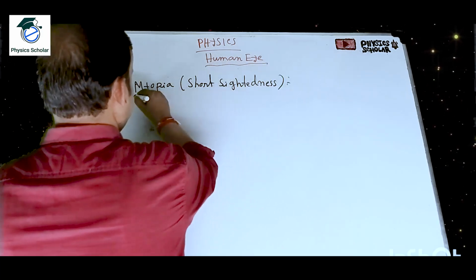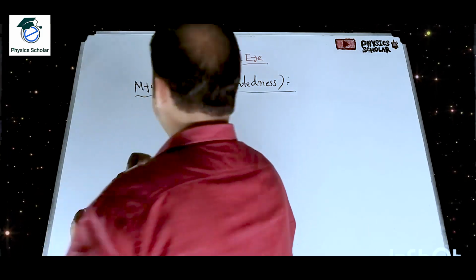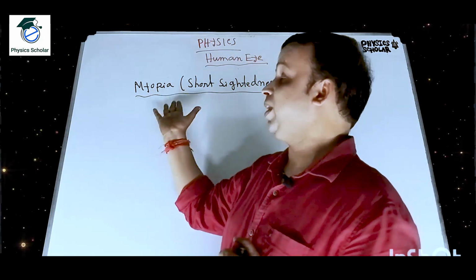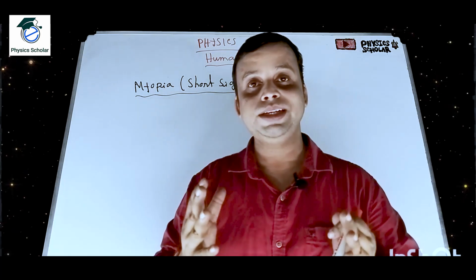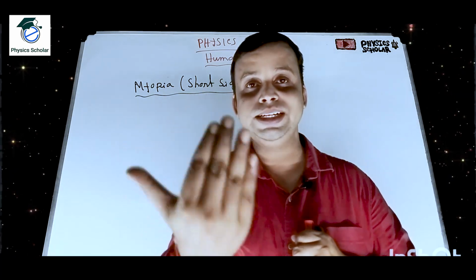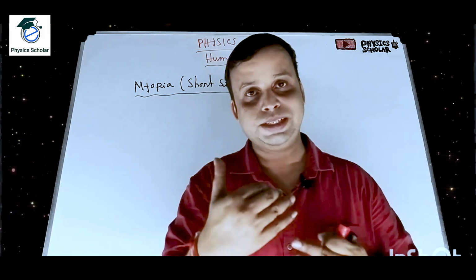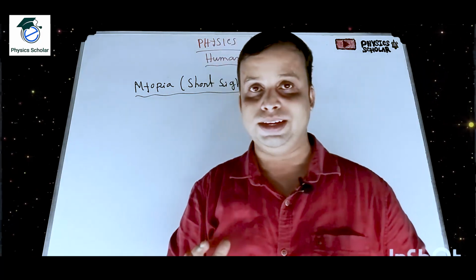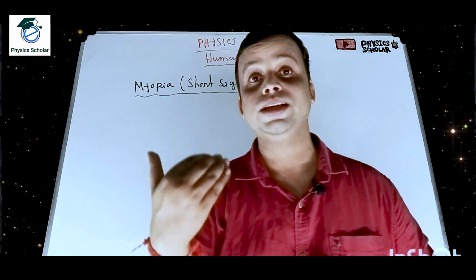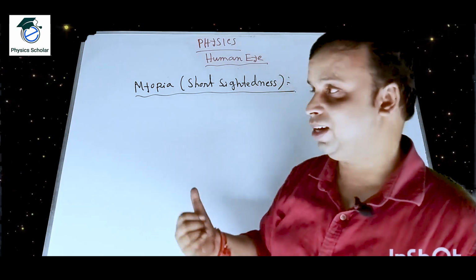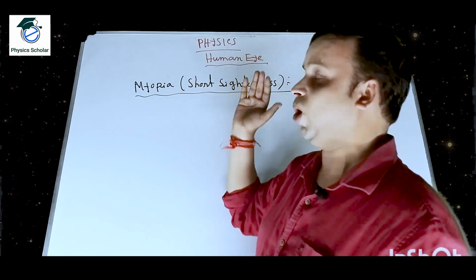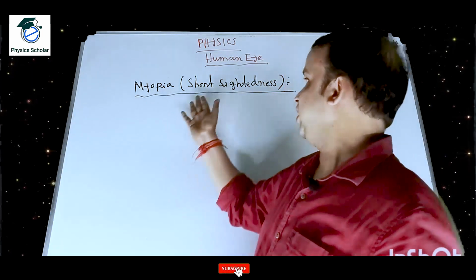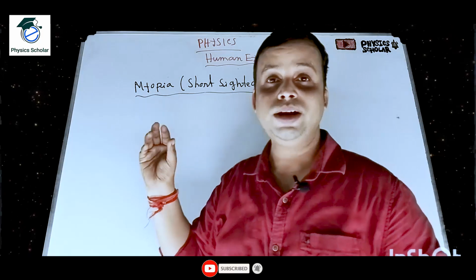Okay, short sightedness. By the name, you have to understand that this is a defect of vision where we can see the object which is placed near to our eyes. The minimum distance should be 25 centimeter, that I told. Clear? We can see the nearby object properly, but we cannot see the distant object properly. So this is known as myopia or short sightedness. That means the vision is actually limited for the nearby object, that's why it is short sightedness.